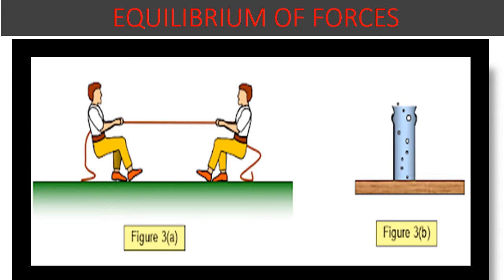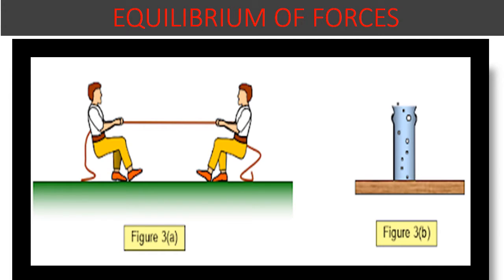Lesson number 12, Equilibrium of Forces. Look at figure 3a. You can see that two boys are pulling a rope. If the boys are exerting the same force on the rope, it will not move in any direction. In a situation like this, we can say that the rope is in equilibrium.